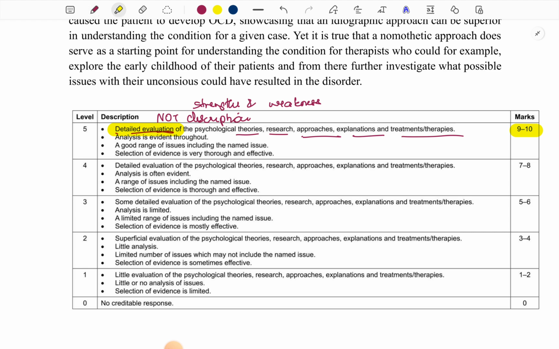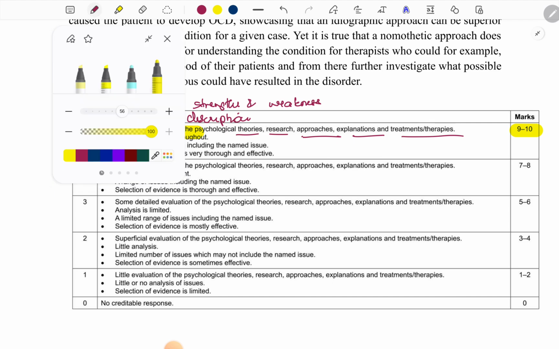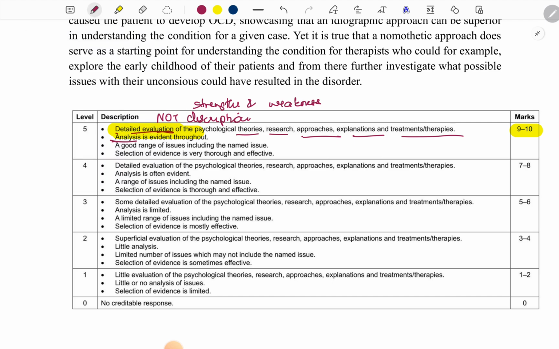Next requirement is analysis has to be evident. Now analysis is the key part. What is analysis? Analysis means strengths and weaknesses, not one-sidedness. So I'm going to give only the good side of cognitive, of behavioral, of psychodynamic. I'm not going to give any weaknesses or the other way around. That's not analysis. Analysis is critical thinking. You show both sides of any issue or debate you take up.